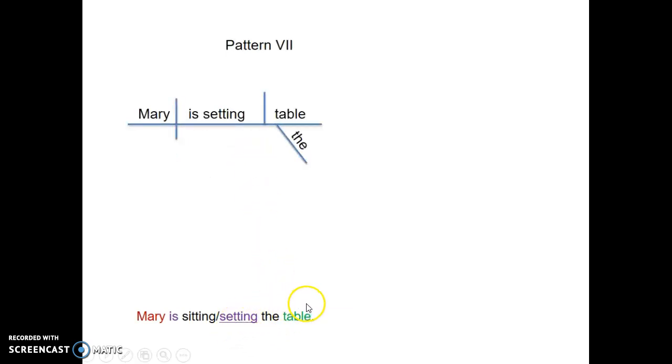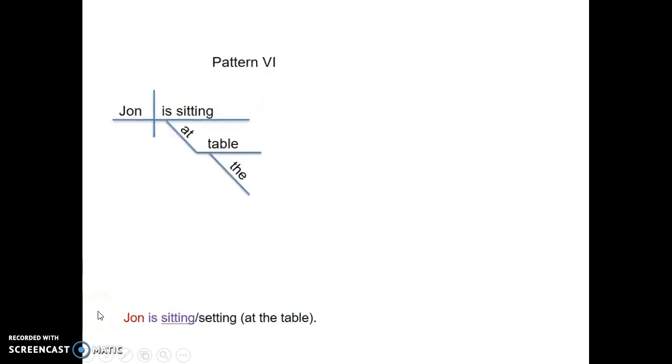Sitting versus setting again. In this case, we have a direct object. She's setting what? She's setting the table. So we have Mary as our subject, is setting is our verb. Setting what? The table is our direct object. And that is a pattern 7 with subject, transitive verb, direct object.